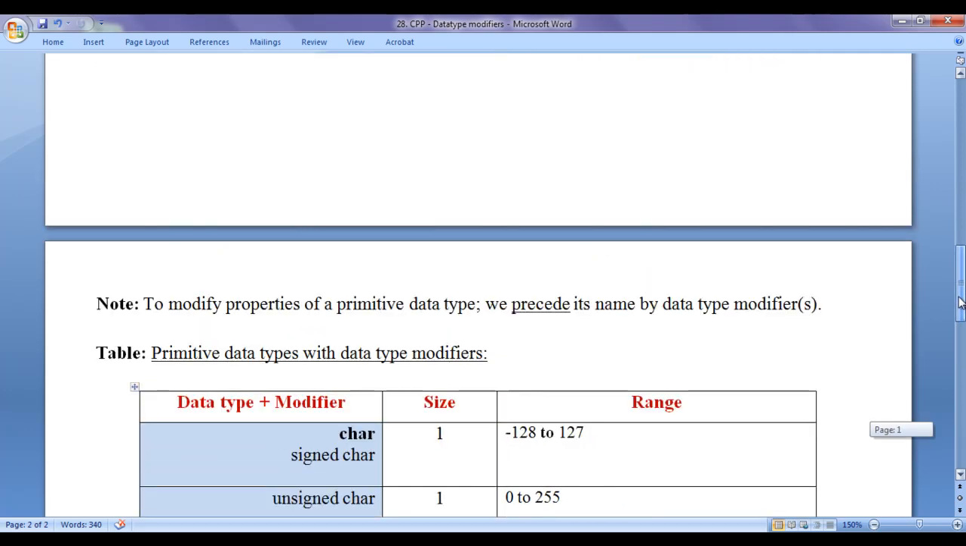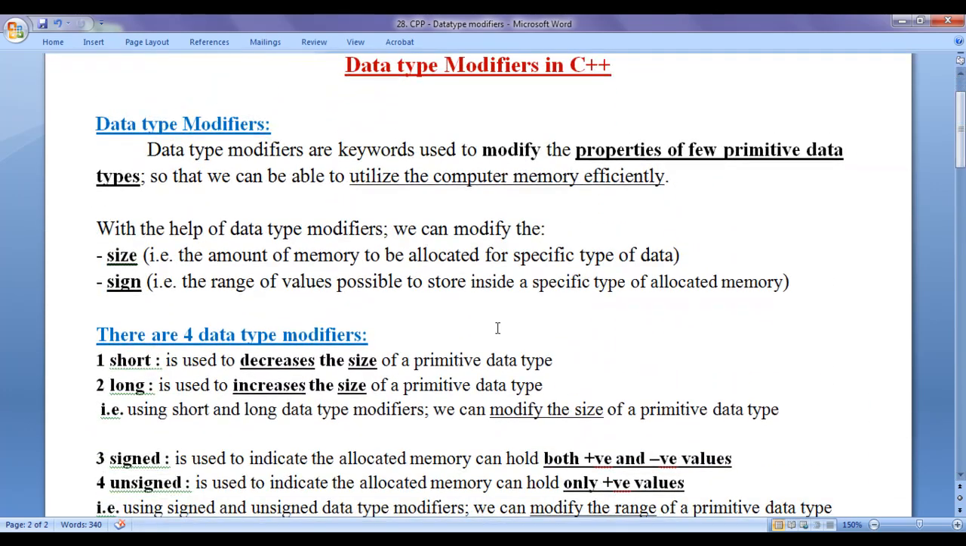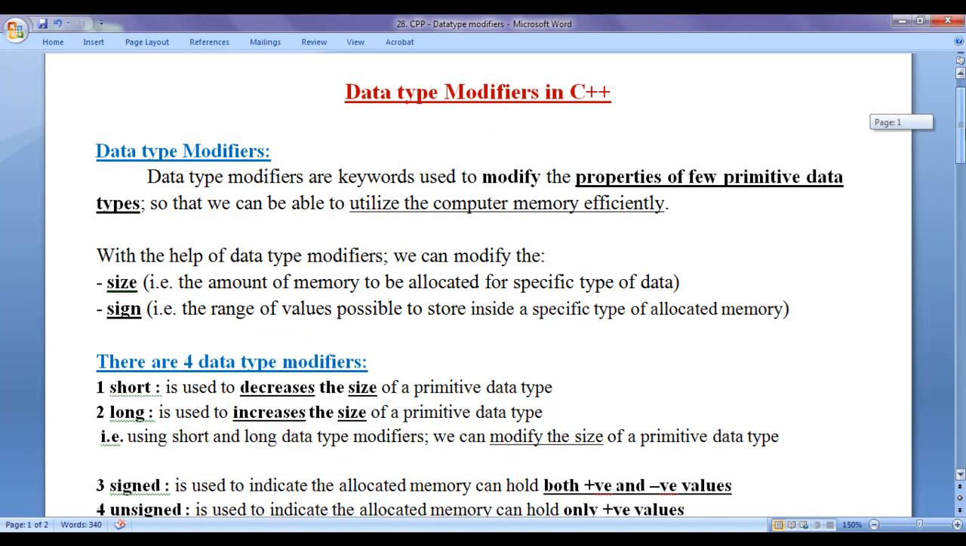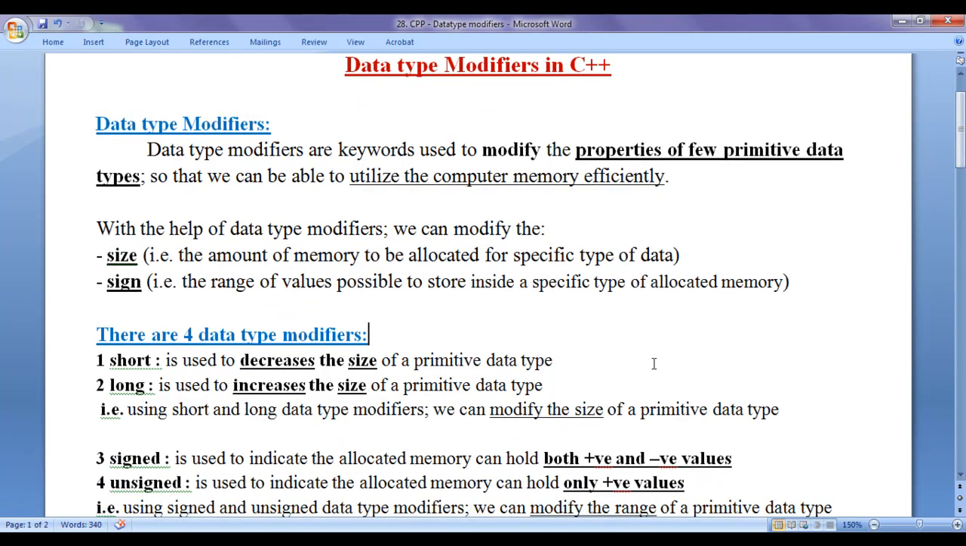I hope you guys have clearly understood. I think for this video tutorial, this much is enough, friends. I suggest you people to watch this video again and again, understand everything clearly. In the upcoming video tutorials, we are going to discuss more about data type modifiers.